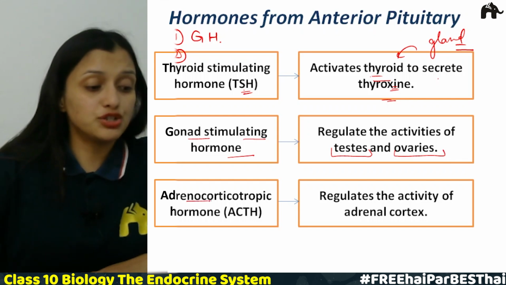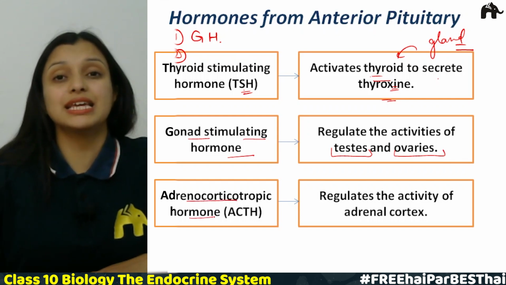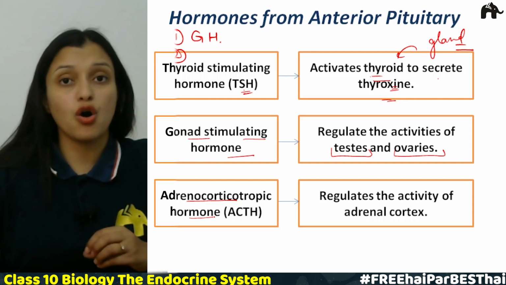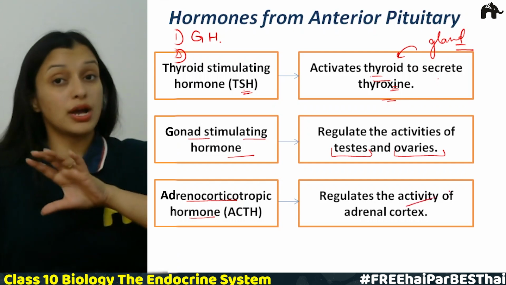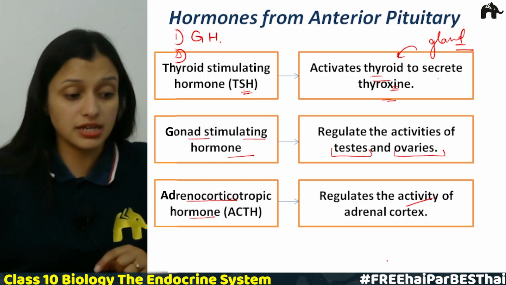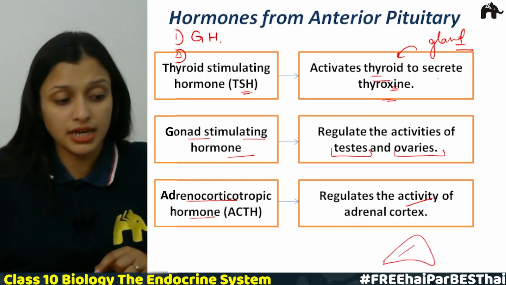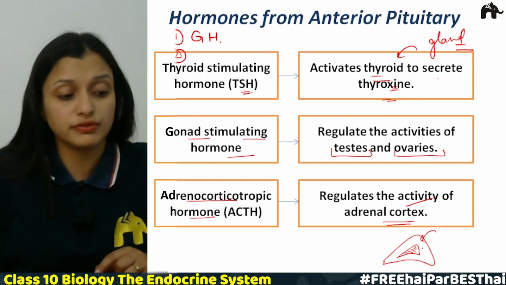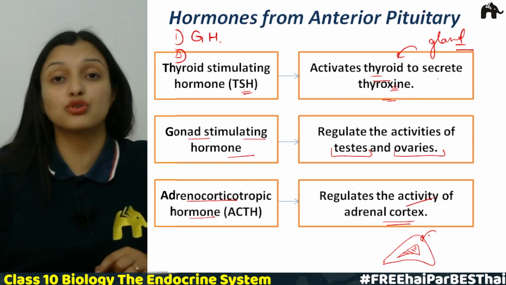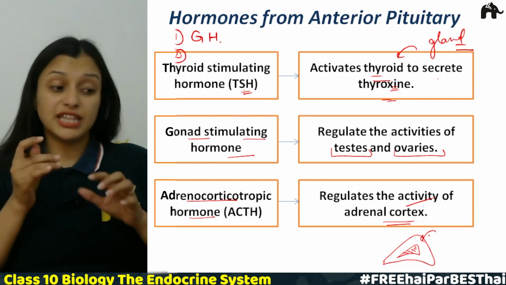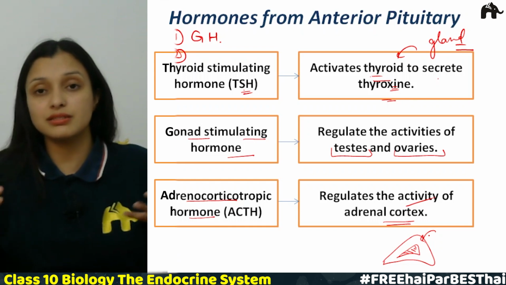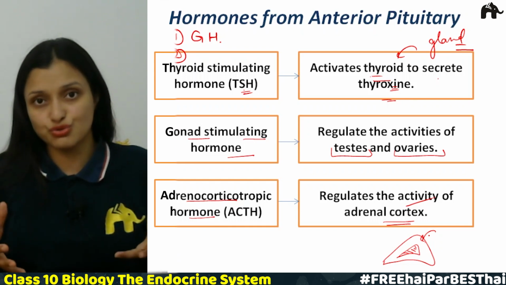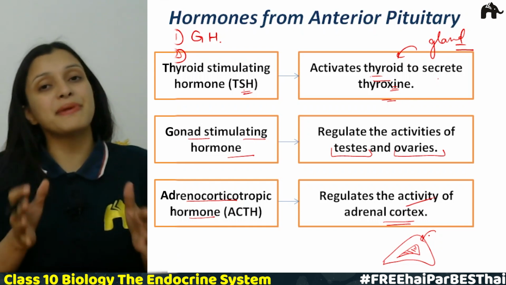The next is adrenocorticotropic hormone, that is ACTH. ACTH is a hormone which regulates the activity of the adrenal cortex. I am just talking about the cortex. If this is the adrenal gland, right, the inner one is what? The inner one is medulla. So it regulates the activity of the outer region of this adrenal gland called the adrenal cortex. That is why this pituitary is called a master gland, because it regulates other glands and their secretions too, right?